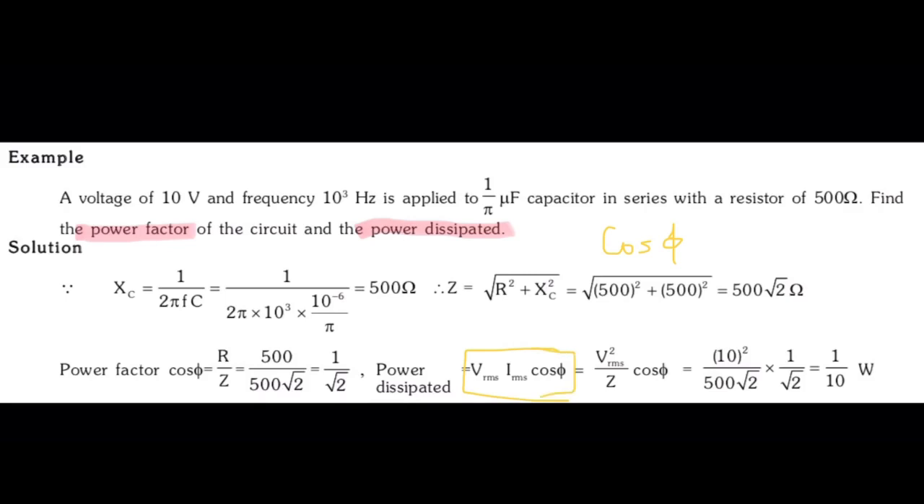Normally in my online classes, I describe these terms: power dissipated, power factor. Why not sin phi? Why are we taking cos phi? Why not Vrms Irms sin phi? Why not simply Vrms Irms? There are so many things to explain behind that, which I cannot explain all over here.